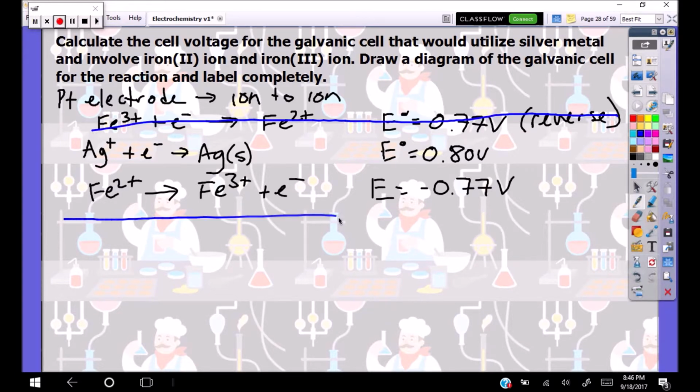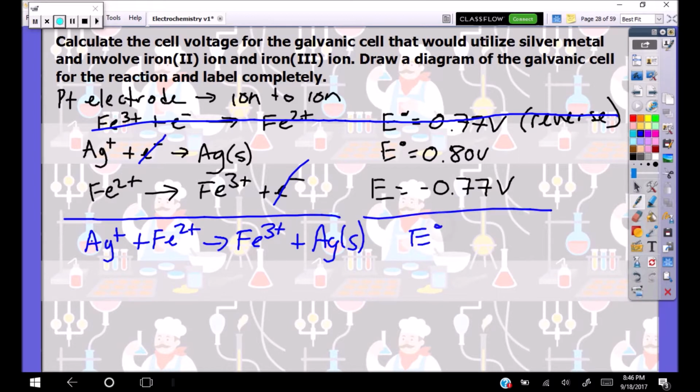If we were to add these together, electrons balance out. There's actually very little other balancing we have to do. We have Ag plus and Fe2 plus, and then we would get Fe3 plus ion plus solid silver. We add these together, we get our cell potential is 0.03 volts. That's the easy part. The tricky part is now drawing it all.